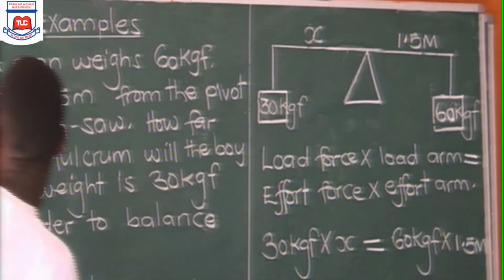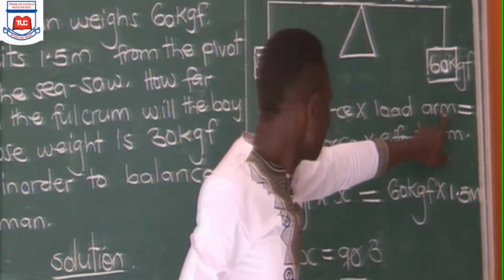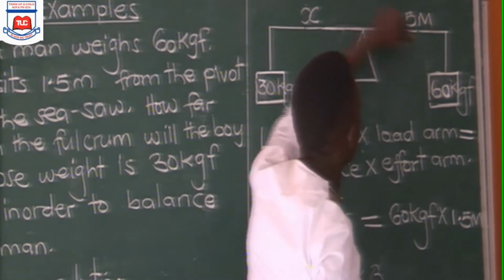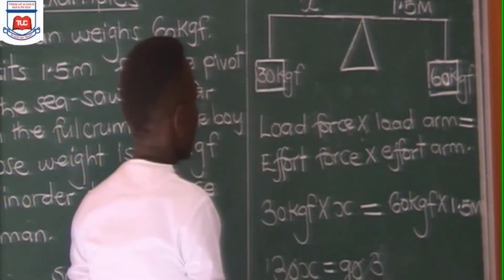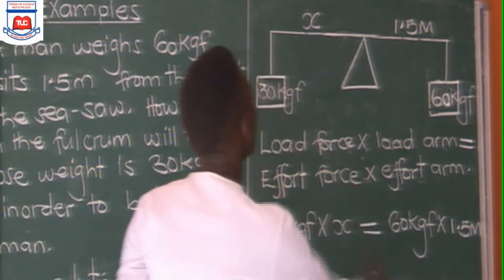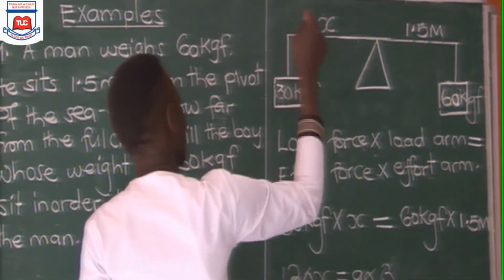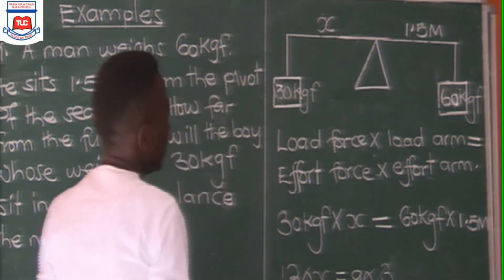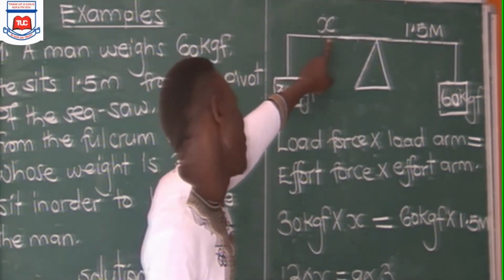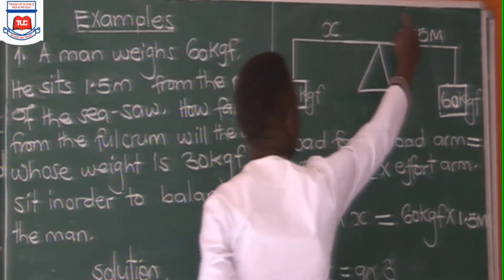So we are going to follow the principle of moments, whereby load force multiplied by the load arm is equal to the effort force multiplied by the effort arm, which we do not know. That's why I said let's use x. We want to find the distance of the boy from the fulcrum. So here we go. We have 30 kilogram force times x meters, the distance we do not know, equals 60 kilogram force times 1.5 meters. Of course, this is the side of the man.